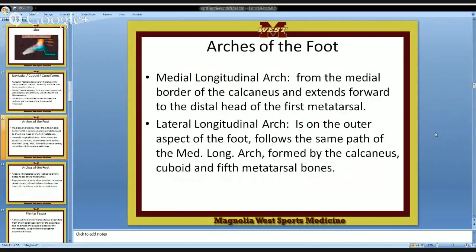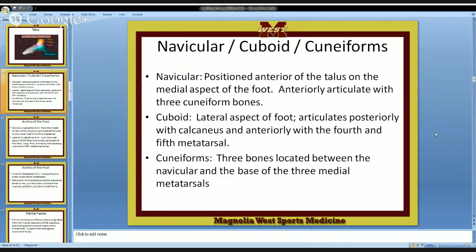The arches of the foot. Medial longitudinal arch. If there's a medial, there's going to be a lateral. Why would they put medial on there to differentiate it? They would just call it longitudinal arch, right? So we went backwards.